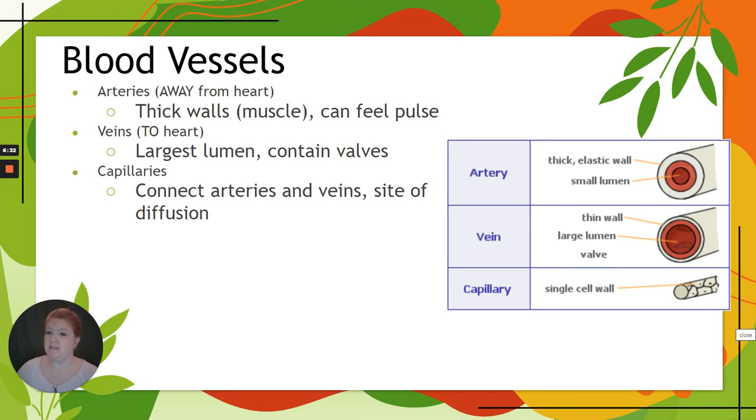And then there are capillaries. They connect arteries and veins. They're the site of diffusion. They're literally the smallest blood vessels, the most numerous, and they're a single cell wall thick. That's why diffusion can happen.